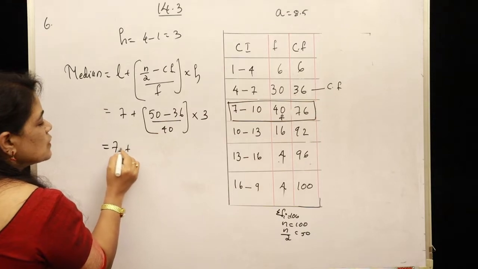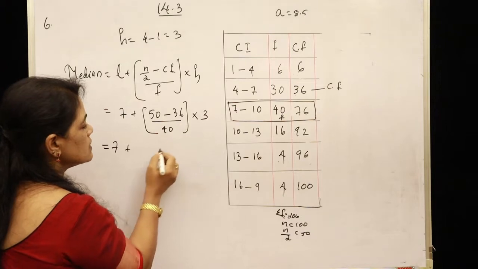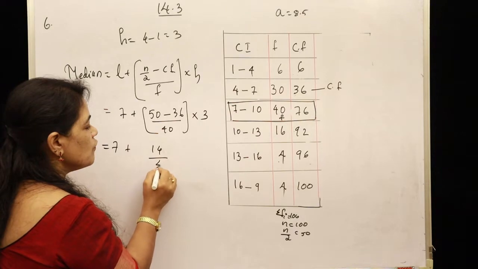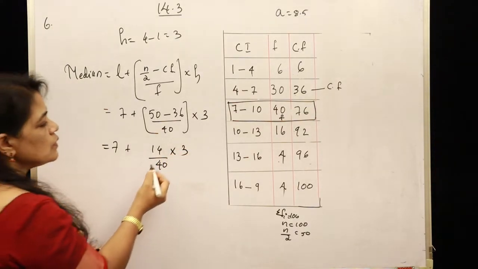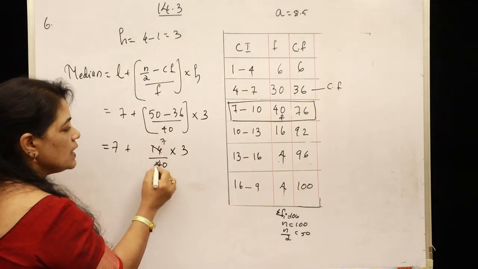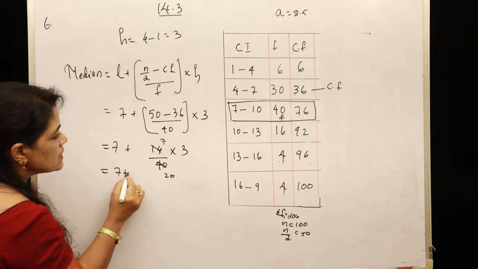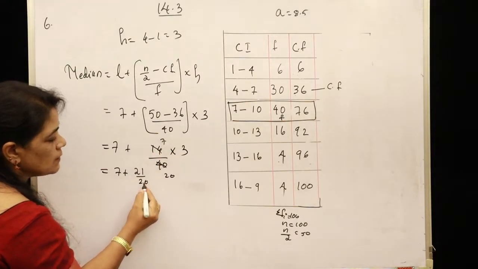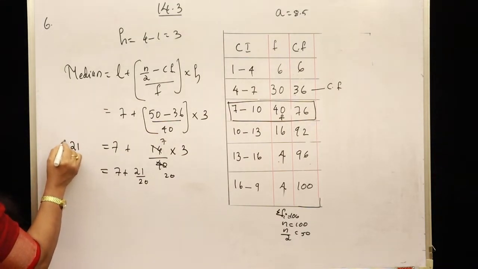And there is no change for 7. We are simplifying this side only. That is 50 minus 36, 14, divided by 40, into 3. So you can divide here by 2, that is 7, here 20. So 7 plus 7 into 3, 21 by 20. Now we are dividing 21 by 20.